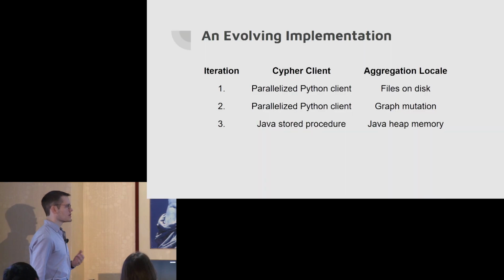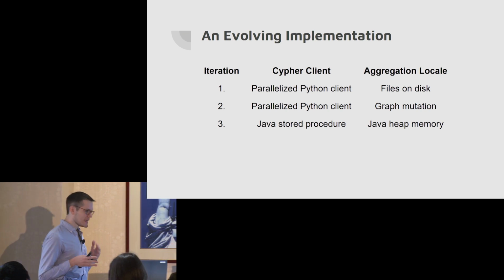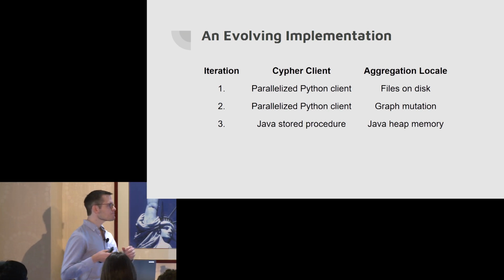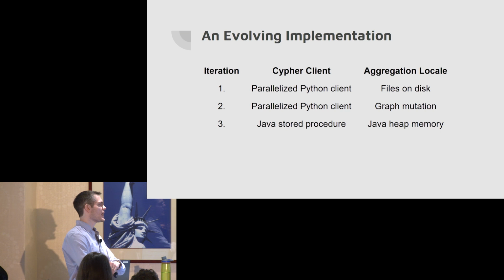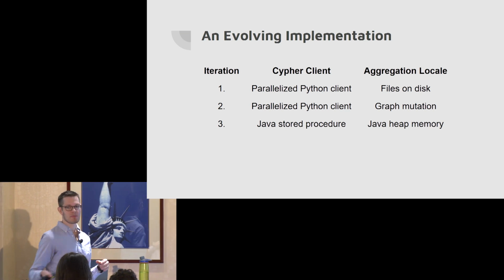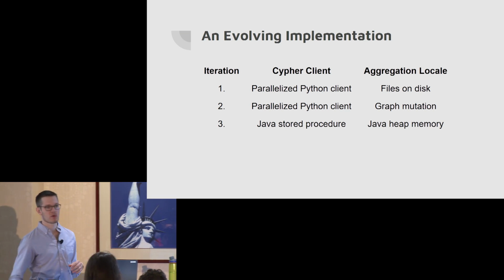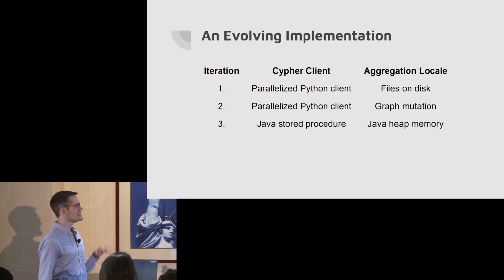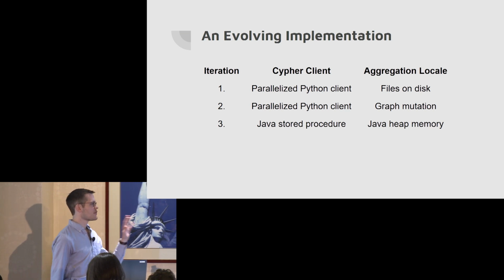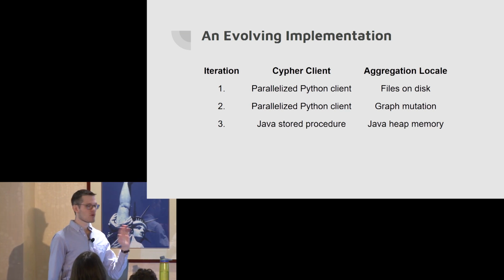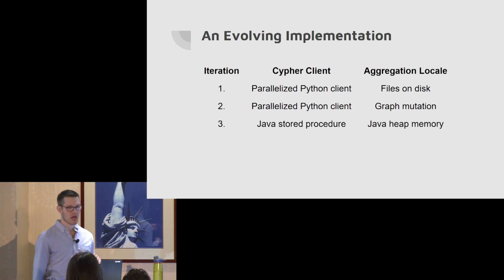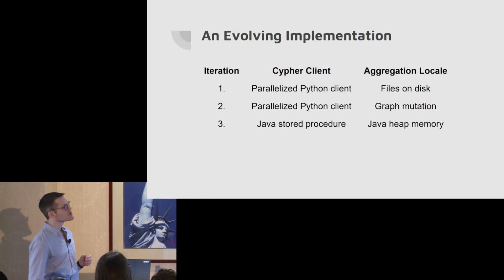So in moving to Neo4j, we kind of had 3 stages in our implementation. The first stage, we were using a parallelized Python client and hitting the Neo4j database. We did the same thing in the second, and then in the third one, we finally went full in on a stored procedure. The thing that's kind of interesting about the changes that we made are how we parallelized in the first 2, and then where we were doing our aggregation.